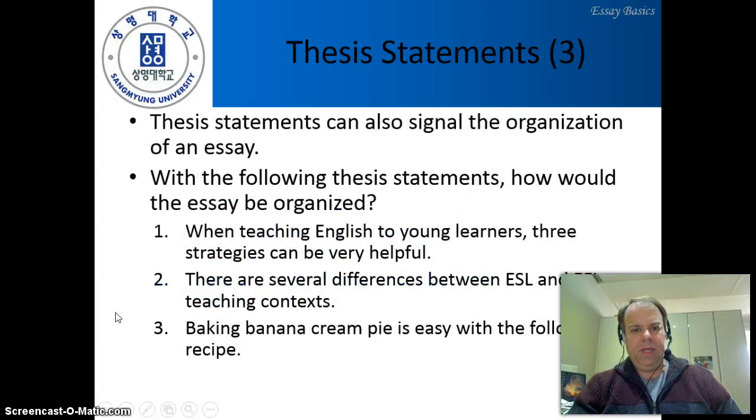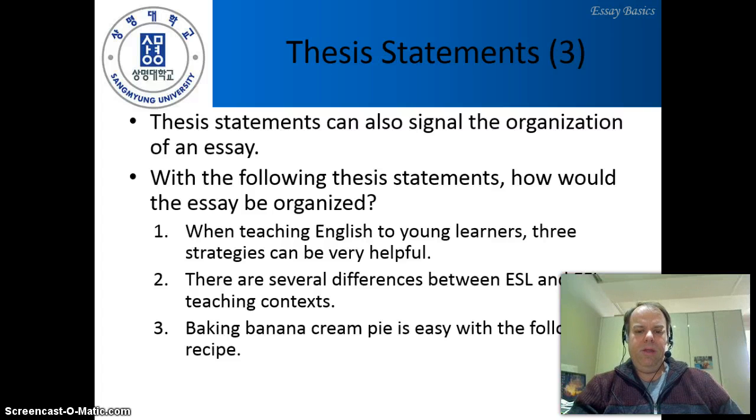So along with those subtopics, thesis statements can signal the organization of an essay. So with the following thesis statements, how would the essay be organized? Why don't you pause, take a look at those, and ask yourself that question. So let's take a look here. When teaching English to young learners, 3 strategies can be very helpful. Now this one's pretty simple, so the organization of this essay is probably just going to be 3 body paragraphs describing 3 helpful strategies and maybe why they're helpful.